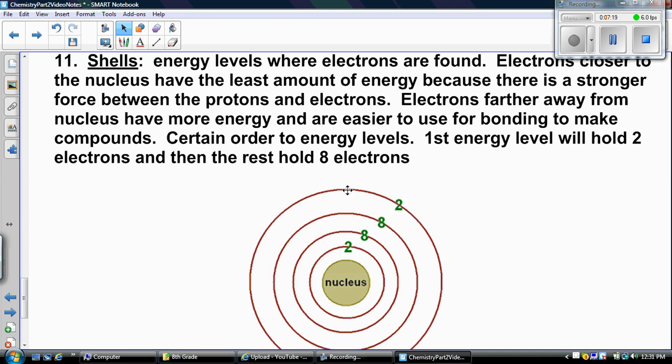That's why these electrons are what we use in bonding. So electrons farther away from the nucleus have more energy, they have more kinetic energy, and are easier to use for bonding to make compounds. There is a certain order to the energy level. The first energy level will hold 2 electrons, and then the rest will hold 8. So we practiced with this in 6th grade.